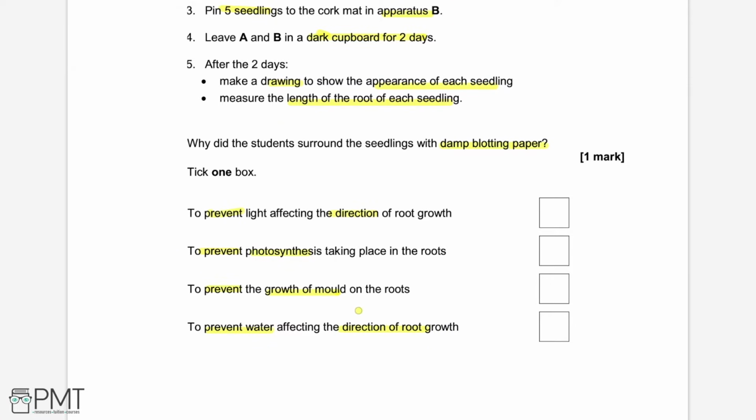Well, the damp blotting paper provides water to the seedlings, so this is what it's concerning. Thus, the first two of the statements are incorrect, since they concern light. The presence of water would in fact encourage the growth of mold, so this is incorrect. Therefore, the final statement is correct, to prevent water affecting the direction of root growth. This is useful since the direction of root growth is what we are studying.